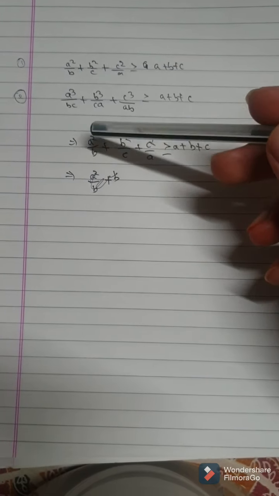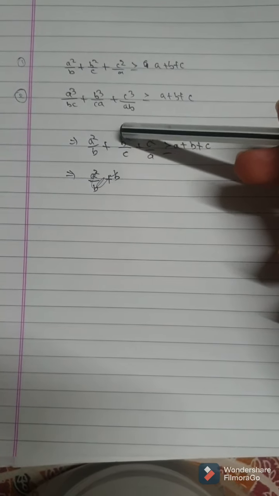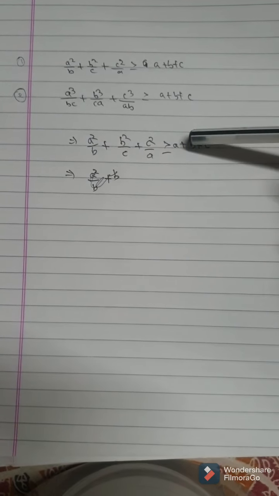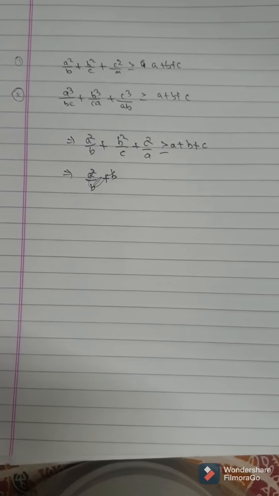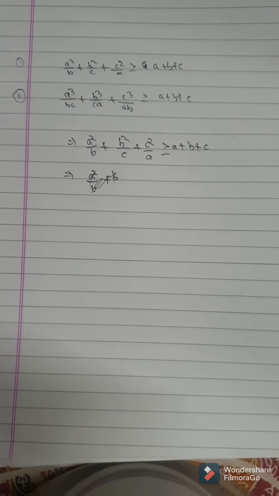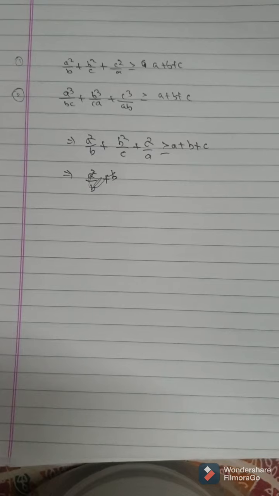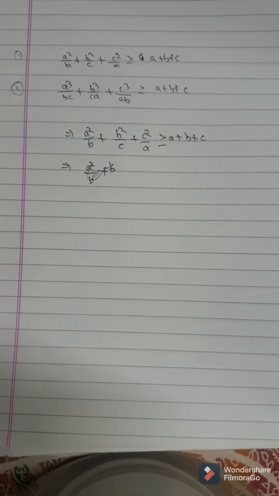If we apply a equals b equals c, it will be a square by a plus a square by a plus a square by a greater than or equal to a plus a plus a. Yes, the equality case holds when every number is equal to itself, that is, a equals b equals c. So how do we apply the inequality?